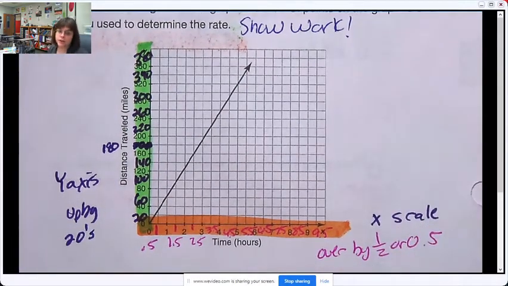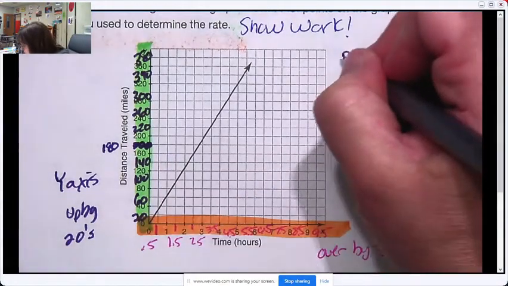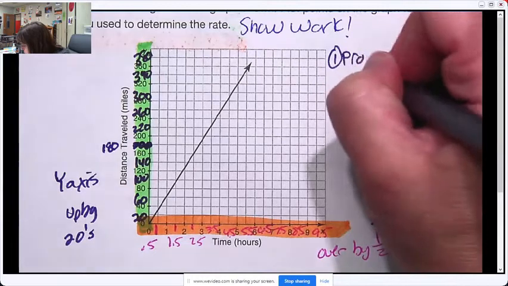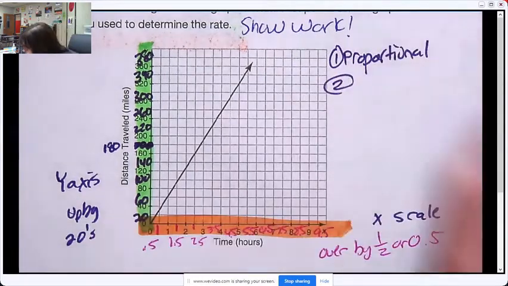Now I have to figure out 2 points. So we need to figure out 2 points. I can also see, I noticed 2 things. 1, this is a proportional graph. And 2, it's a positive slope.